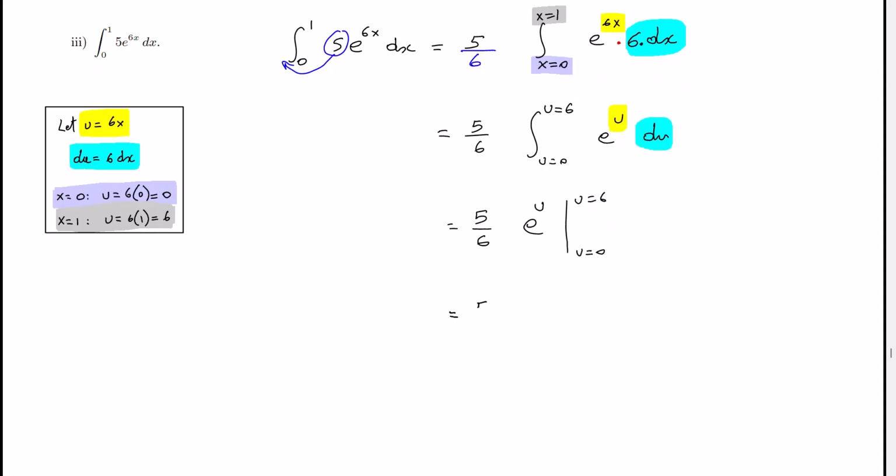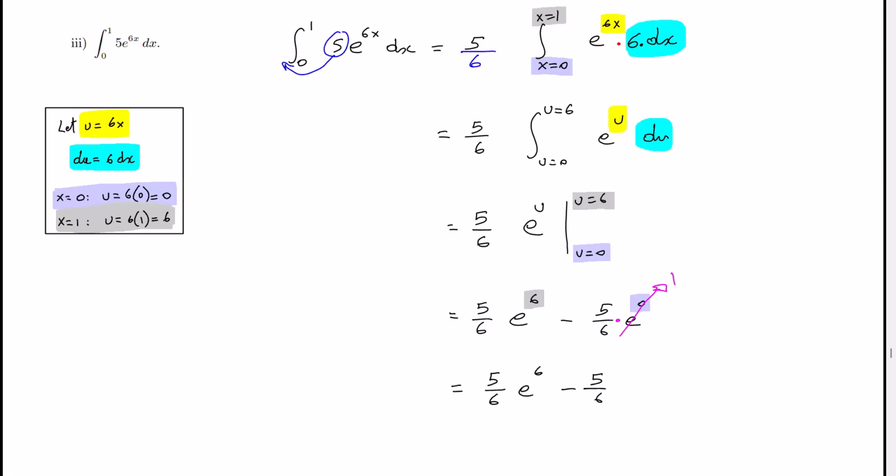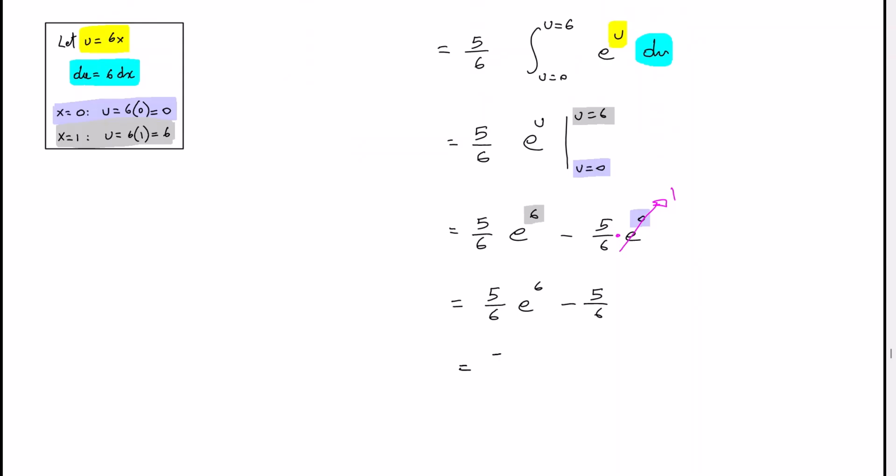So the last thing is to use the fundamental theorem of calculus to plug in the upper bound first, then plug in the lower bound. So upper bound is 6, so it goes in first, and lower bound is 0, so it goes in second. By the way, e to the 0 is really 1, and 1 times the 5 over 6 is going to be 5 over 6. So in reality, I can rewrite my answer as 5/6 e to the 6 minus 5/6. And there are even times when you'll see the answer factored further to be 5/6 times (e to the 6 minus 1). Any of these choices are acceptable.